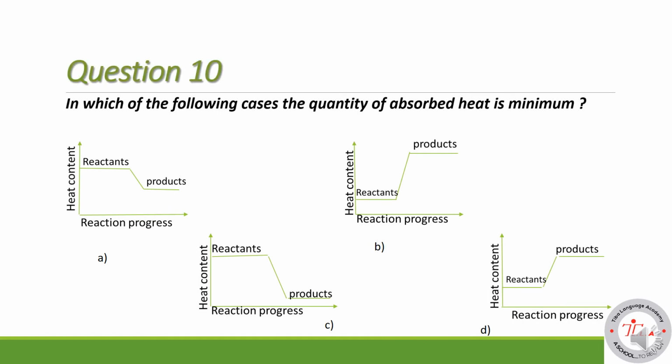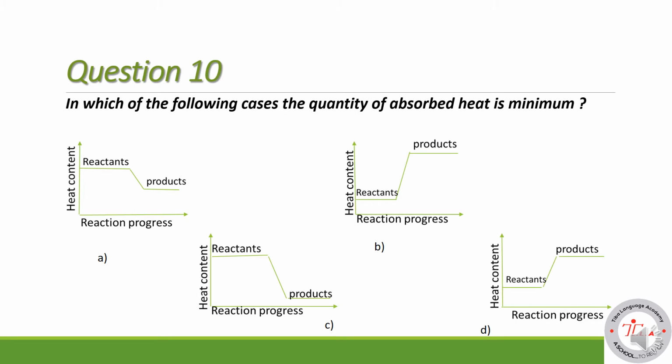Question 10. In which of the following cases is the quantity of absorbed heat minimum? Absorbed heat means that the reaction is endothermic. Graph A is exothermic and graph B is endothermic. Graph C is exothermic and graph D is endothermic. So it may be B or D.